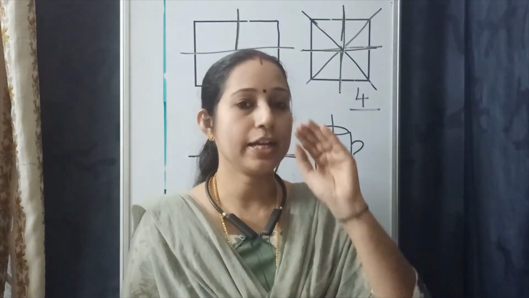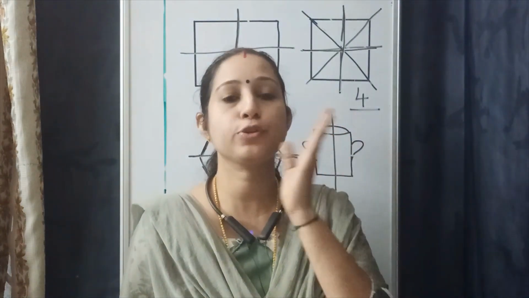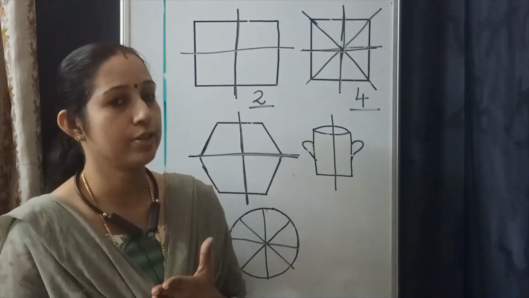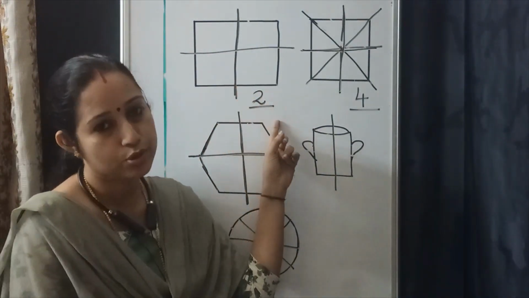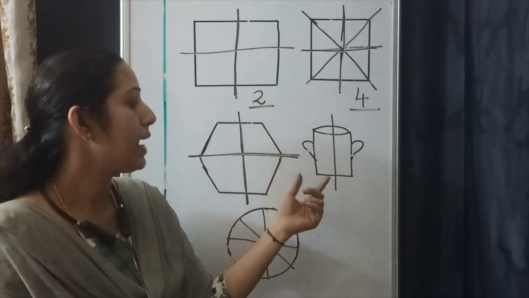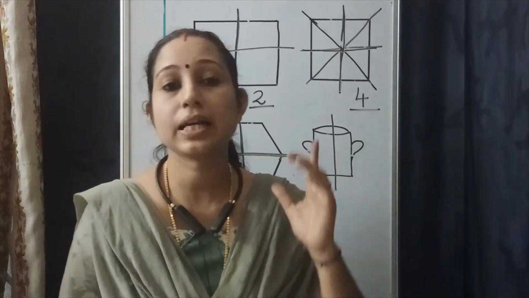Okay, so symmetrical figures mean these two parts are exactly the same. That type of figures are symmetrical figures, and the line that divides the shape into two identical parts is called the line of symmetry. Different objects have different numbers of lines of symmetry. A rectangle has 2 lines of symmetry, a square has 4 lines of symmetry, and a circle has many lines of symmetry.